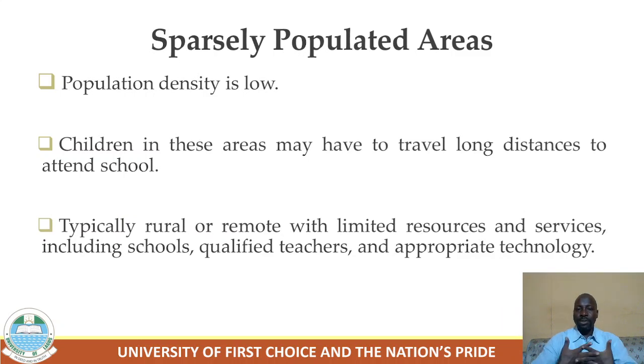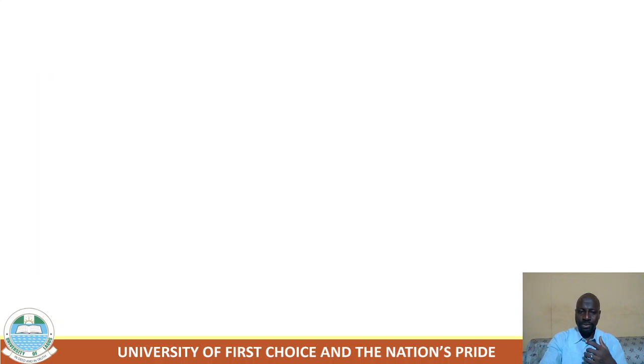So sparsely populated area, within the context of this presentation, is talking about areas that are typically rural or remote, with limited resources and services, including schools, qualified teachers, and appropriate technology. So those areas are in most cases rural. They are in a rural setting. They are remote with limited resources.